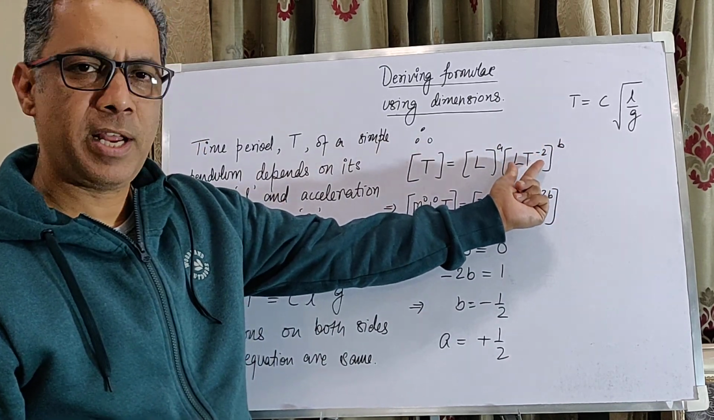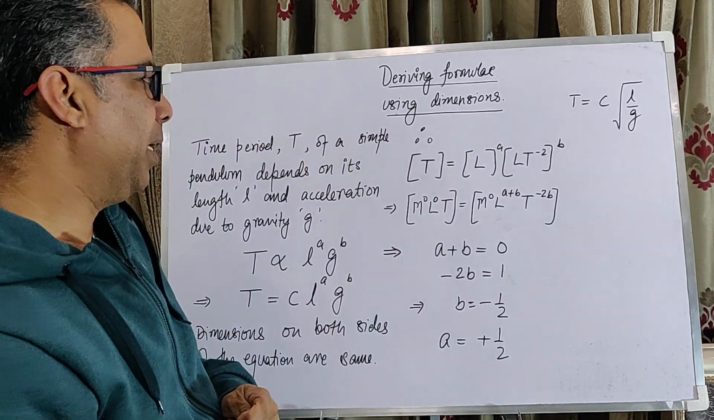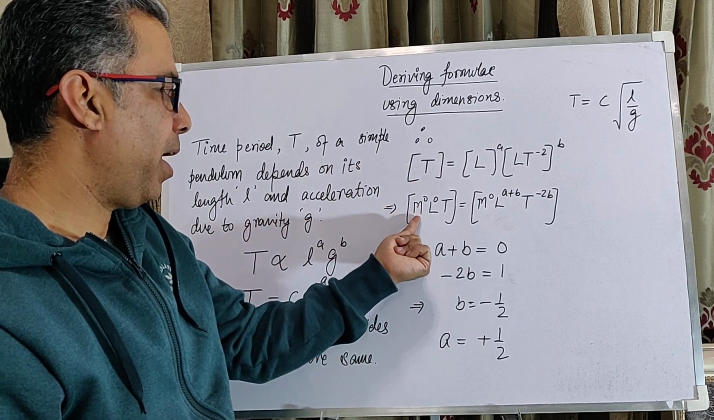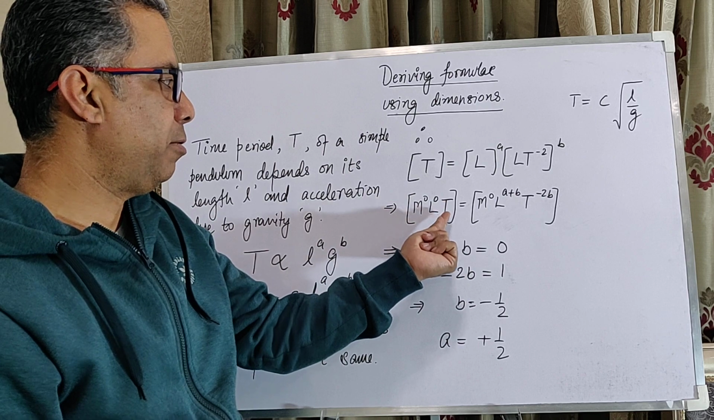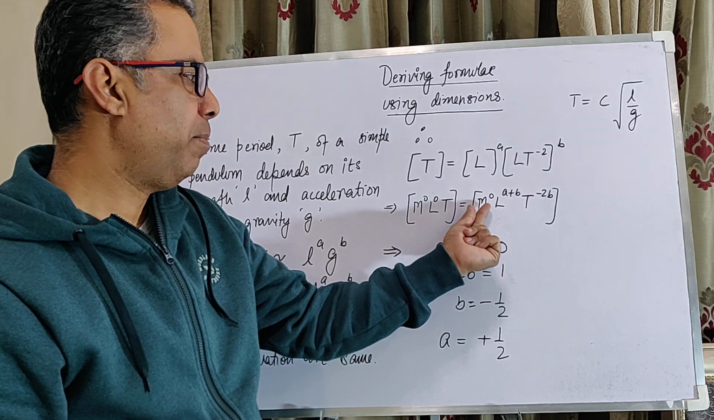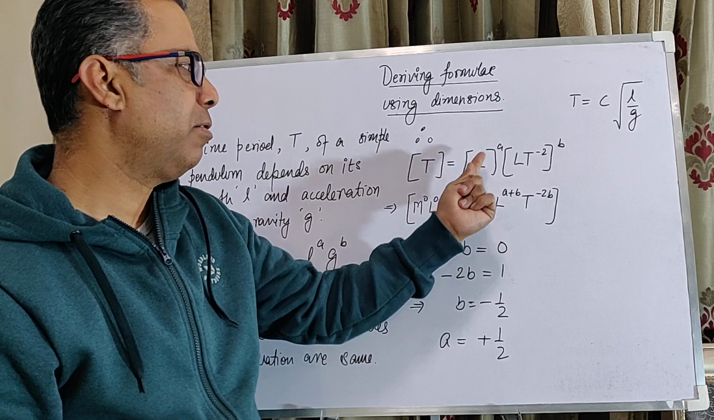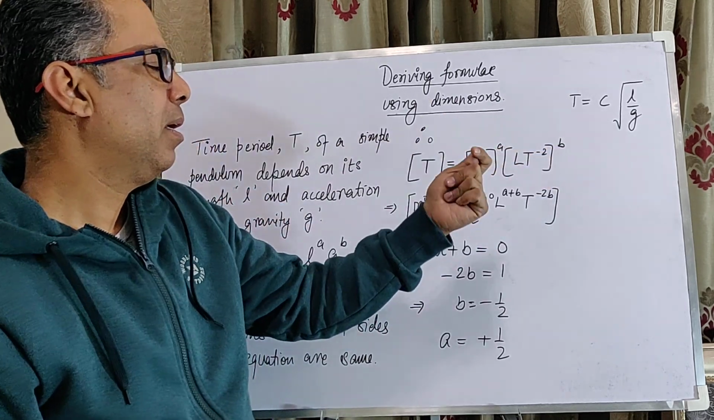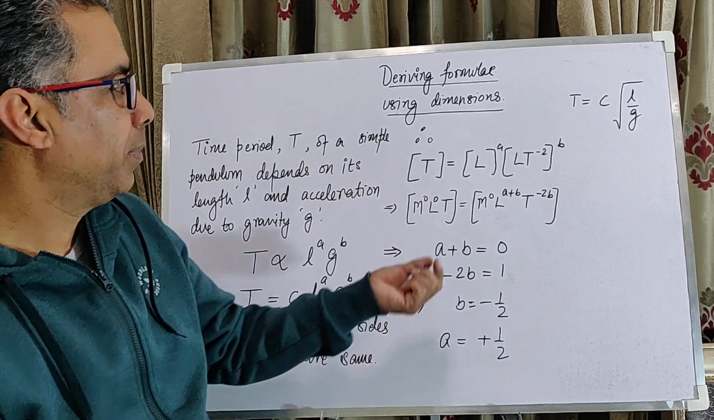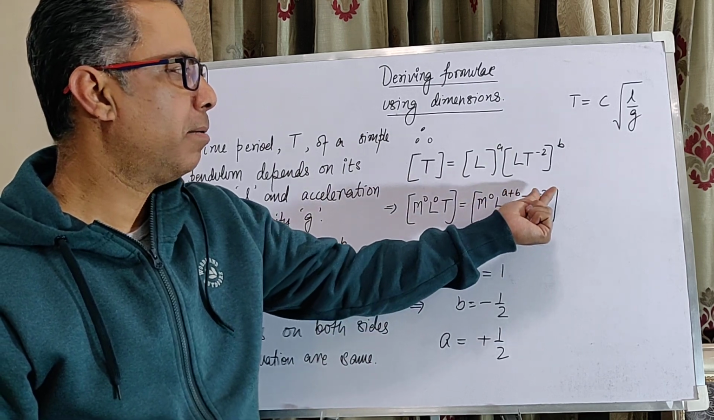So acceleration has dimensions L t minus 2, raised to the power b. On the left hand side we have dimensions M to the power 0, L to the power 0, T to the power 1. And on the right hand side we have no mass, so M to the power 0, L to the power a plus b, because we have L to the power a into L to the power b. As per rules of indices, powers are added, and so we have L to the power a plus b and T to the power minus 2b.